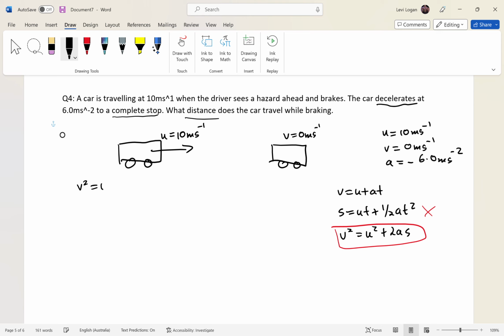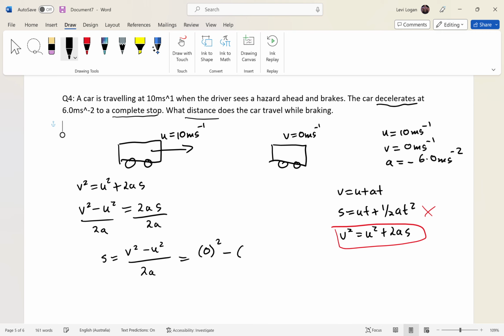So v squared equals u squared plus 2as. We're going to rearrange to make s the subject, so v squared minus u squared equals 2as. Divide by 2a on both sides, so s equals v squared minus u squared all over 2a. Plugging in what we have here, our final velocity is 0, our initial velocity is 10, and our acceleration is -6. Plugging that into your calculator, you should get a distance of approximately 8.33 meters.